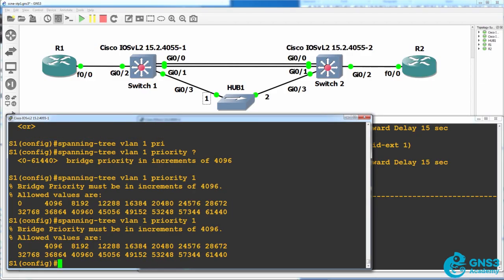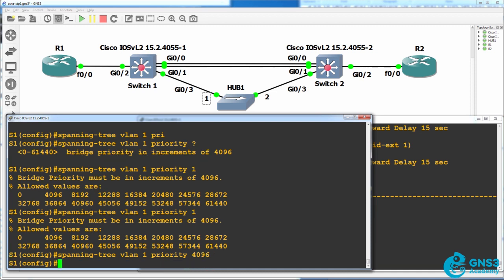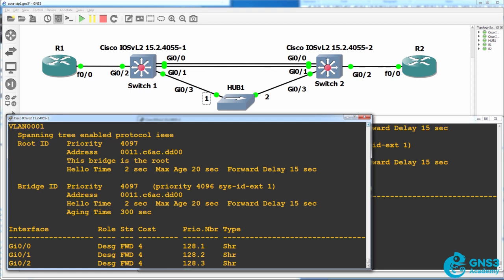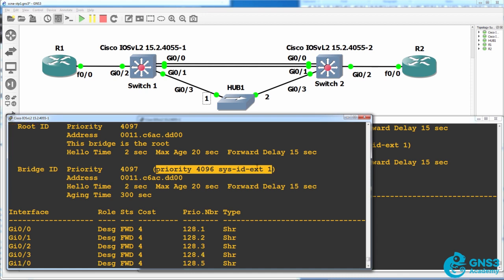So once again, if I try and set the priority to 1, it's not allowed. Set it to 4096, that's allowed. Do show spanning-tree. Notice the priority of this switch, because it's running PVST Plus, is 4097, so the priority plus the VLAN number. If you were looking at VLAN 10 as an example, the priority would be 4096 plus 10. If you're looking at VLAN 20, it would be 4096 plus 20. I'll demonstrate that in a separate video.